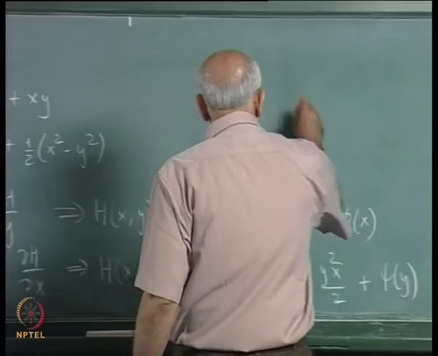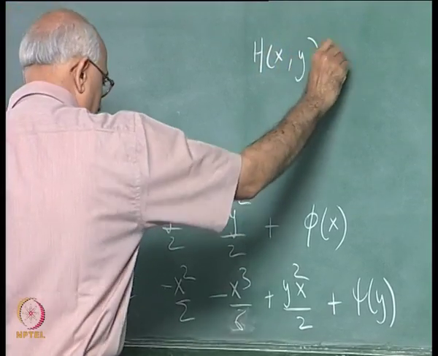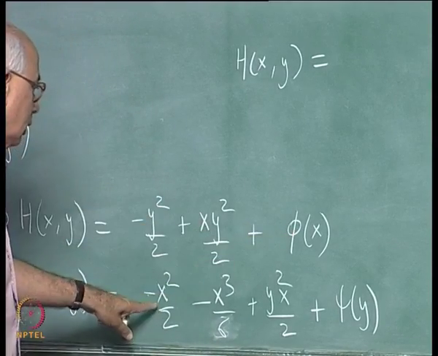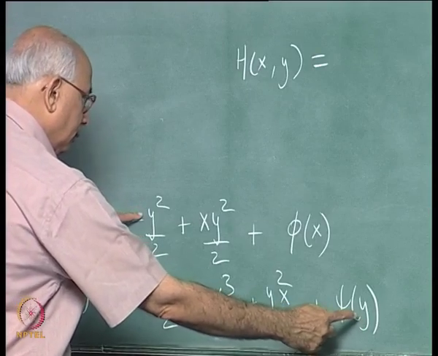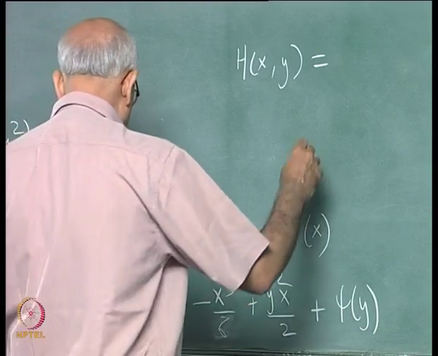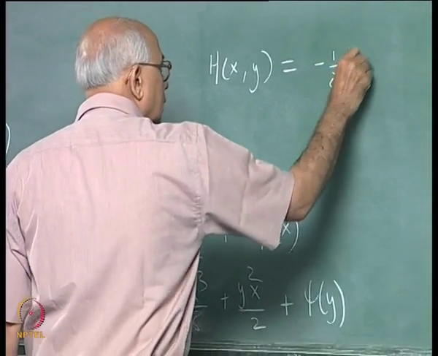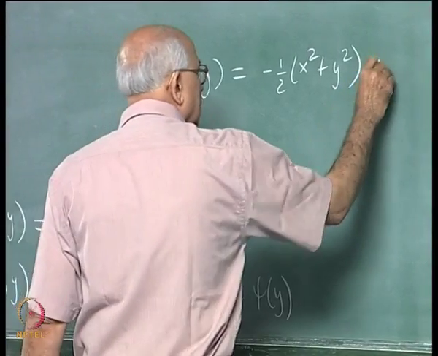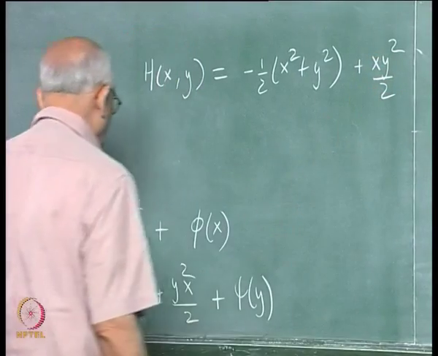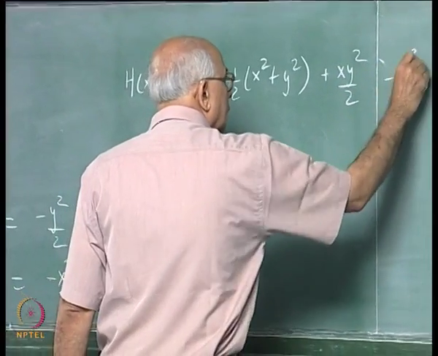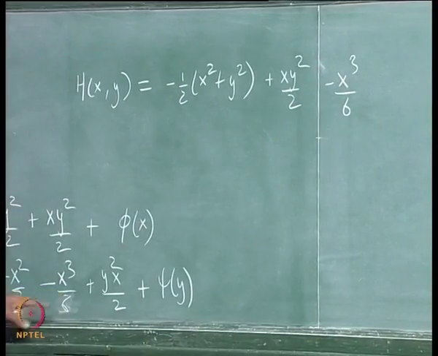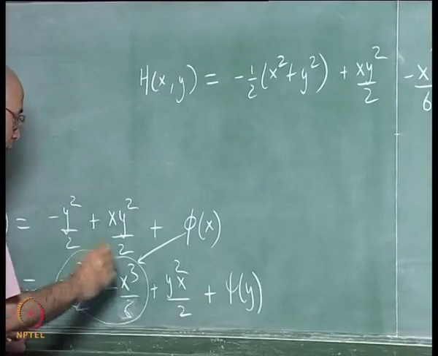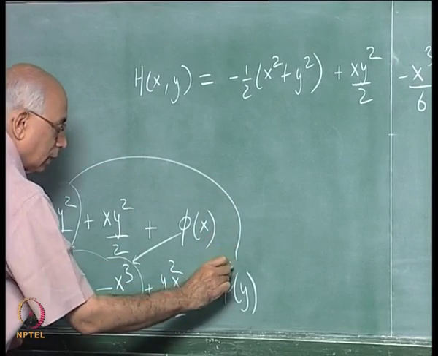Yes indeed, so it is clear that H of x comma y is equal to, well there is certainly a minus y squared over 2, minus x squared over 2 could be this function and the psi of y would be this function. So it is clear that you have a Hamiltonian which is minus half x squared plus y squared, that is certainly permitted, plus xy squared over 2, that is a nonlinear term, and there is a nonlinearity minus x cubed over 6 here. So it is evident that this part of it could be phi of x and this part of it which depends on y alone is psi of y.